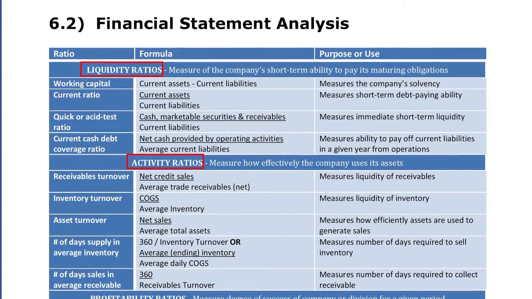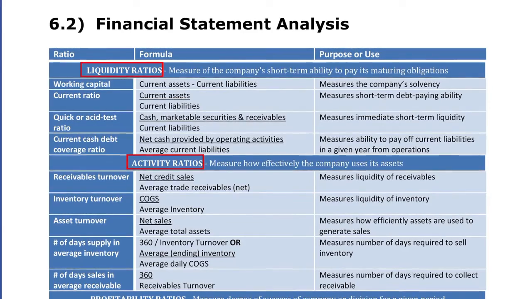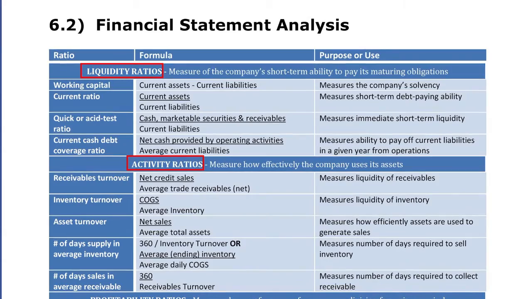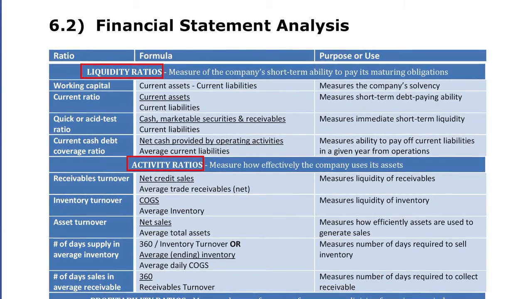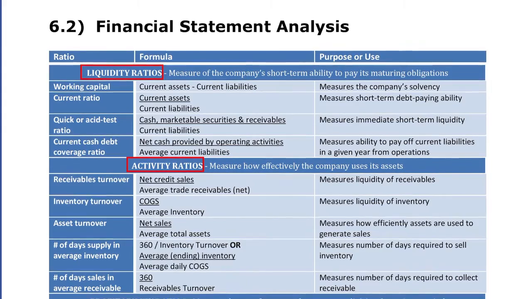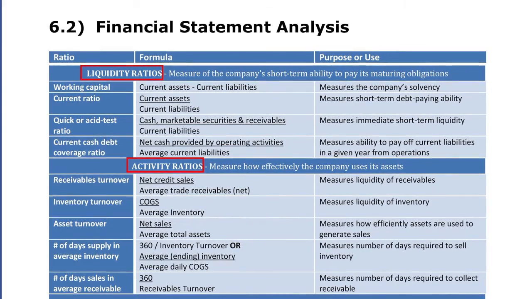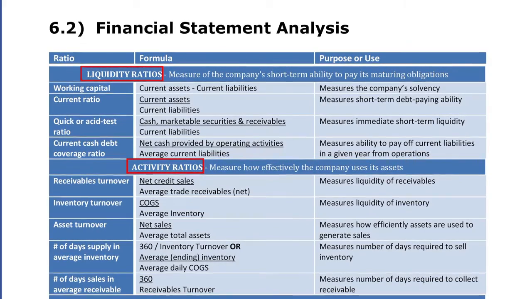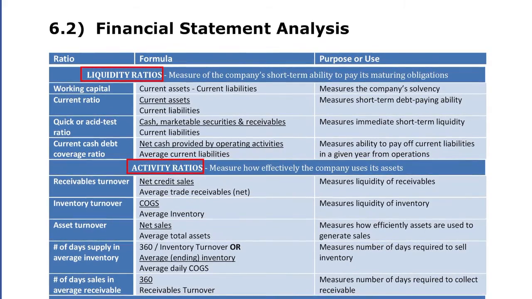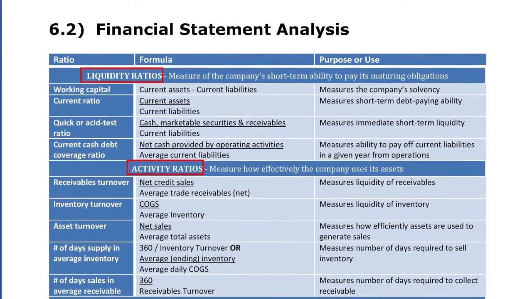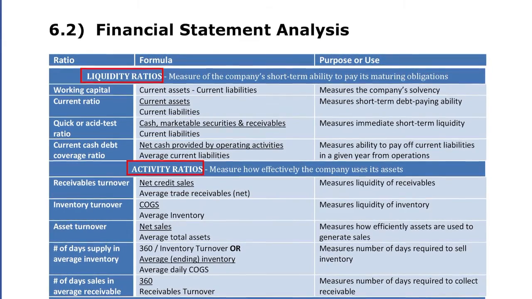So when you're looking at receivables turnover, we're talking about how soon is the entity able to turn over its receivables. Turnover ratio means we're going to turn it over. So when you're looking at receivables turnover, the denominator is average receivables. Numerator, that's net sales. Inventory turnover, denominator is average inventory. Numerator, COGS. Asset turnover, denominator is average assets.